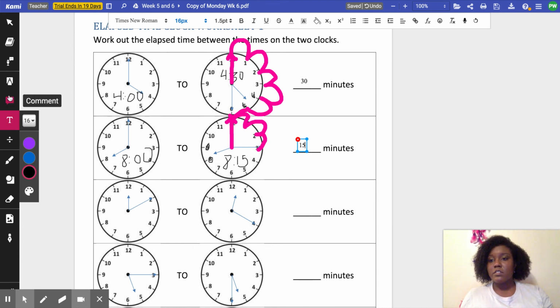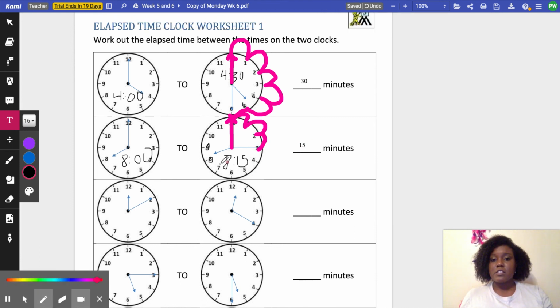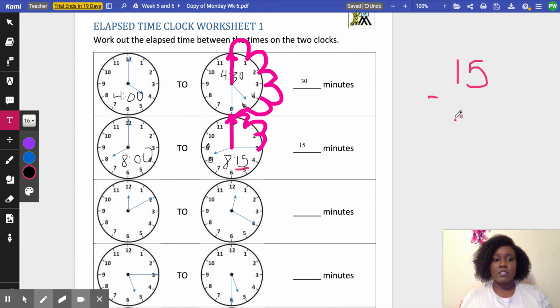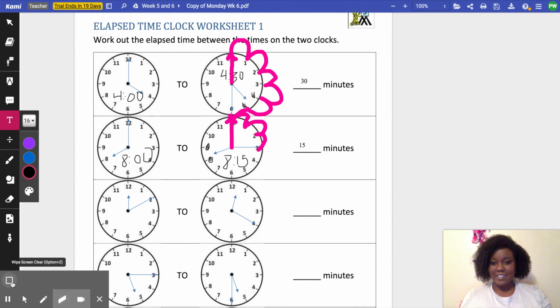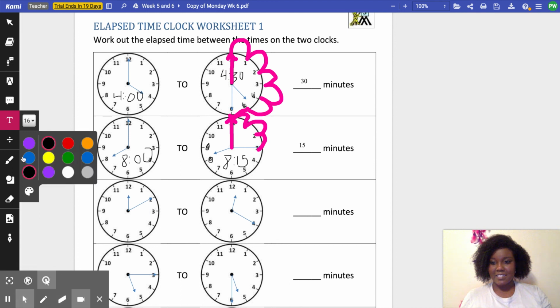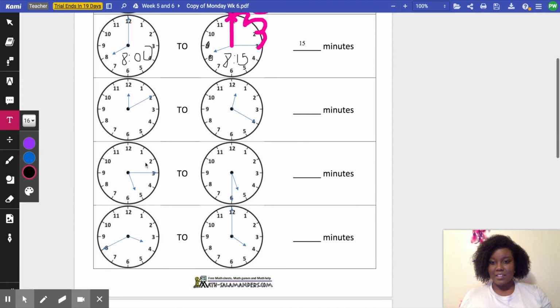You could also do the subtraction. You can start at these minutes. So for 8:15, your minutes are 15 minutes. And at 8 o'clock, your minutes are 0 minutes. So 15 take away 0. It looks like a face. Leaves you with 15 minutes. All right. Moving on to the next one.